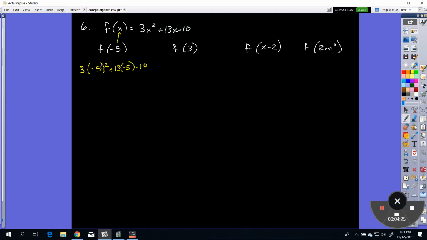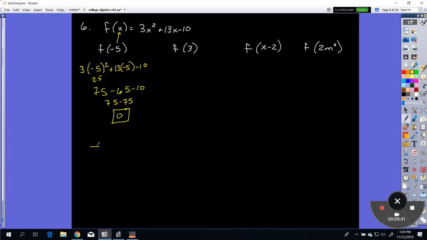So -5 squared is 25 times 3 is 75. 13 times -5 is -65 minus 10. So I have 75 minus 75, which makes 0. So f of -5 is 0.